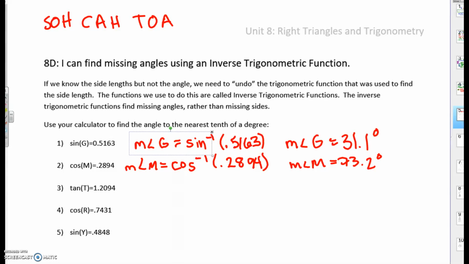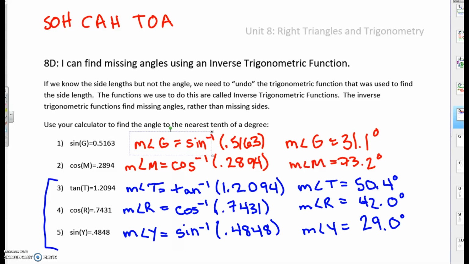I want you guys now to pause and in your calculator, practice finding the inverses of these four functions. All right, guys, check your work.